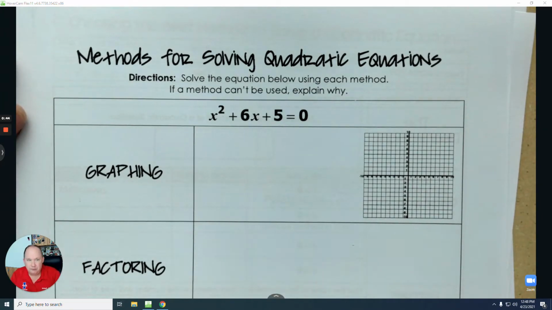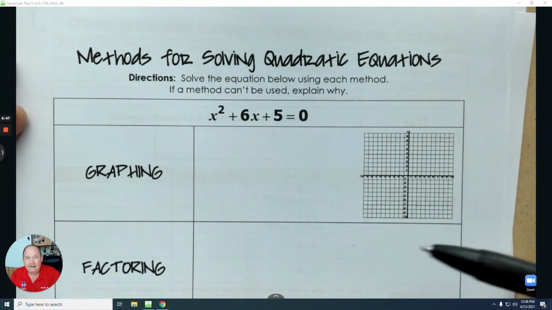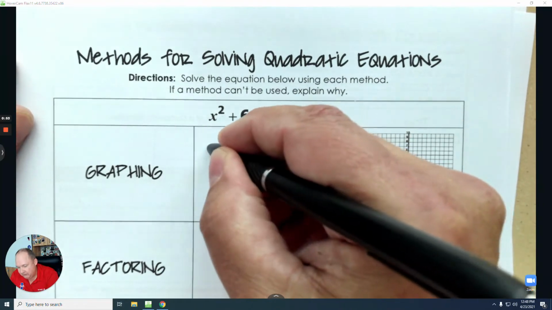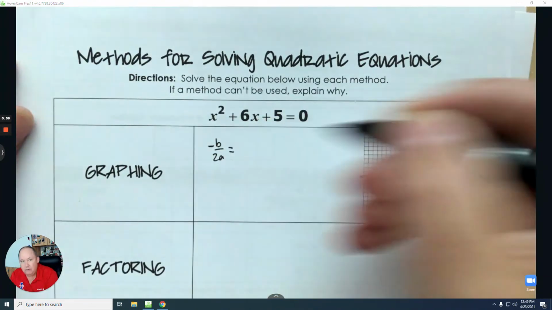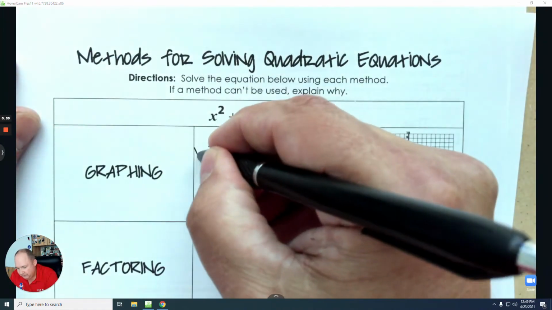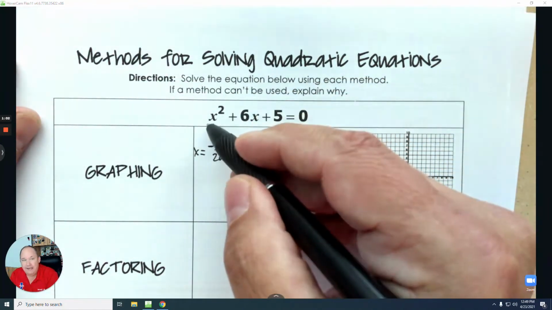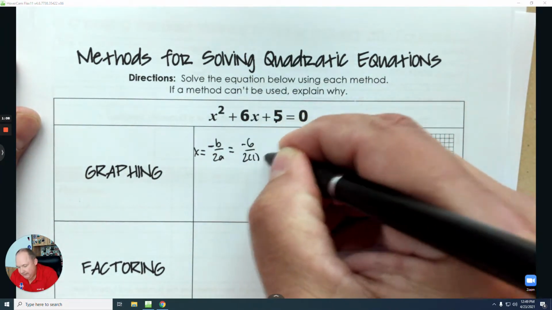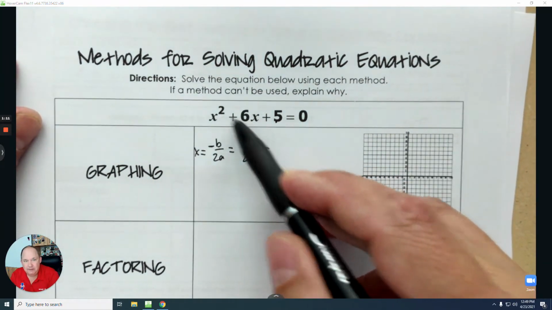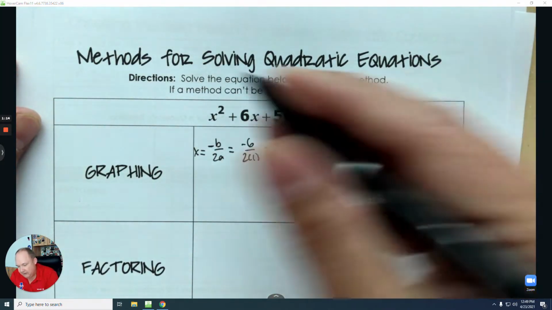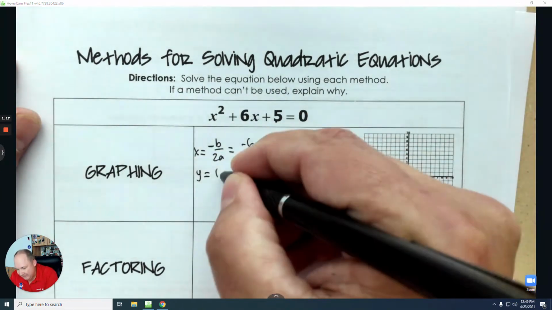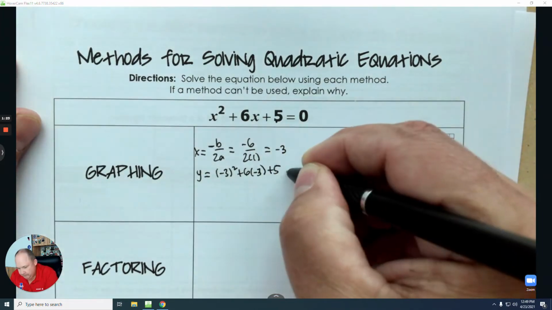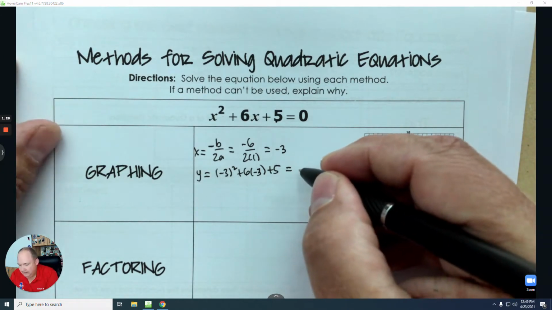All right, so the first step is to graph. If I'm going to graph this, I need to know the vertex and the intercepts. And so to find the vertex, the formula is negative b over 2a to find the x value of the vertex. So in this situation, a is 1, b is 6, c is 5. So negative b, and plug in the values of b and a. So the vertex is at negative 3. To find the y value, you take that answer and plug it back into the equation. That gives you the answer of negative 4.